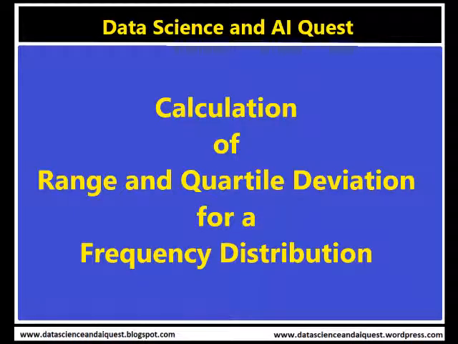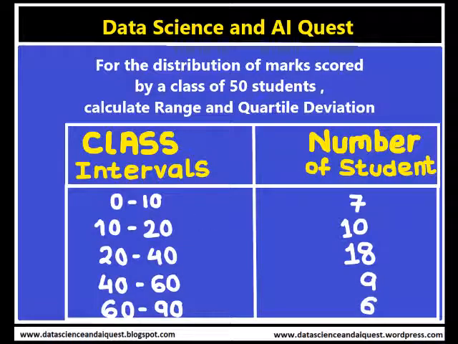In this post, we will be talking about how to calculate range and quartile deviation for a frequency distribution. We'll be taking a frequency distribution of marks. In this example, we showcase a frequency distribution of marks scored by a class of 50 students, and we can calculate the range and the quartile deviation for the data as given in this table format.